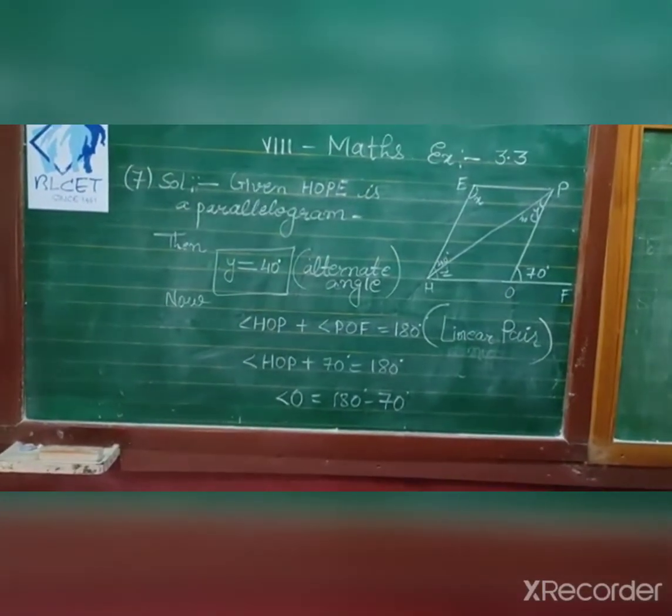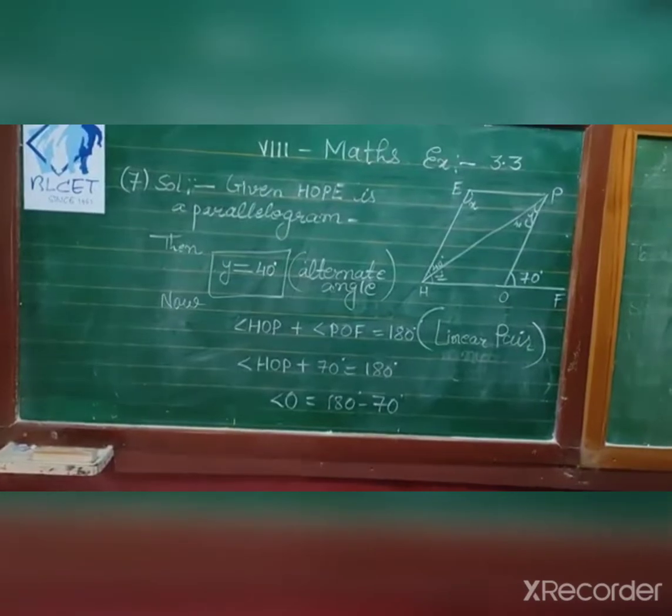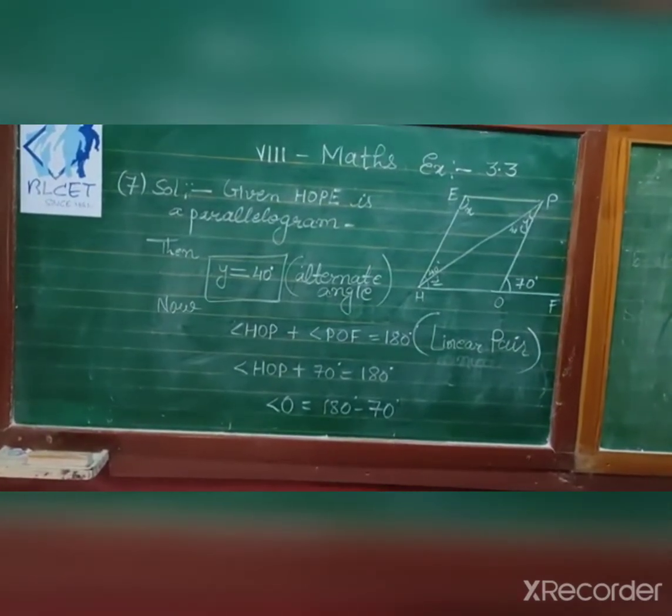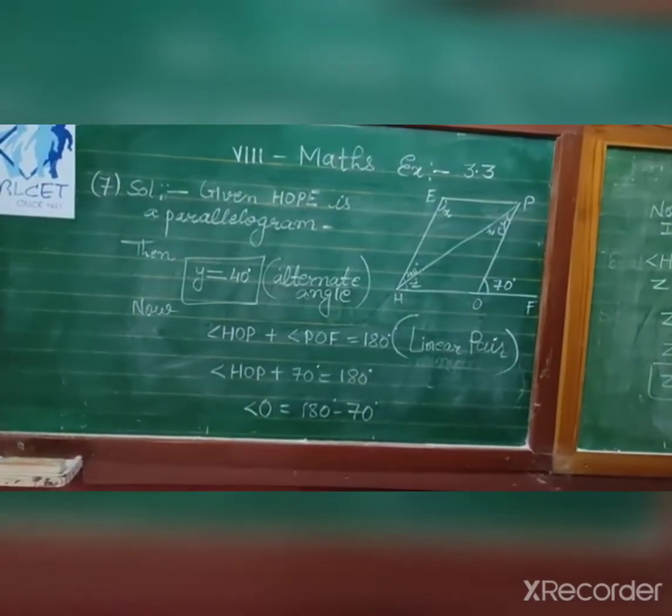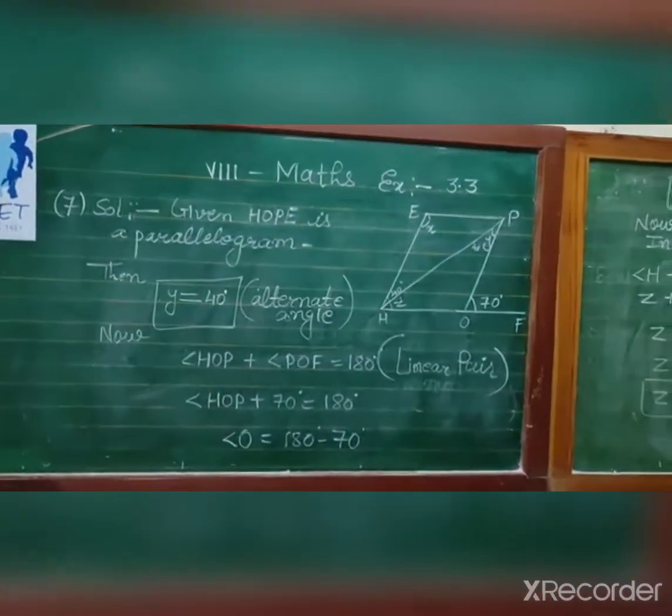Now next question. The adjacent figure HOPE is a parallelogram. Find the angle measures x, y and z. State the properties you use to find them. Okay, let us start.